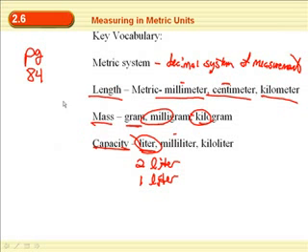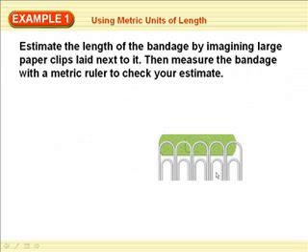So go ahead and write out the lengths. The length measurements are millimeters, centimeters, kilometer. Mass: gram, milligram, kilogram. And capacity: liter, milliliter, and kiloliter. So get those down, and let's talk about some benchmarks.